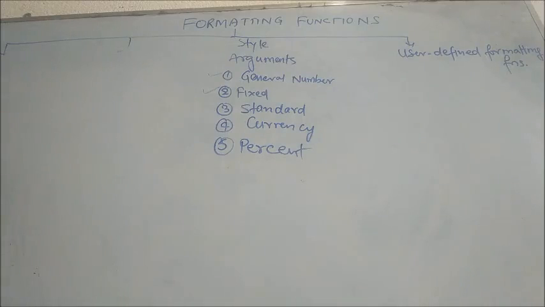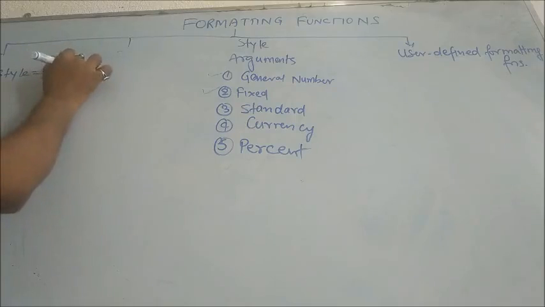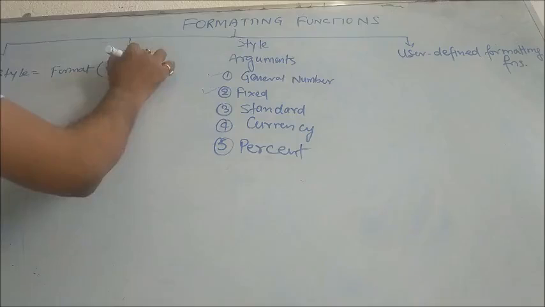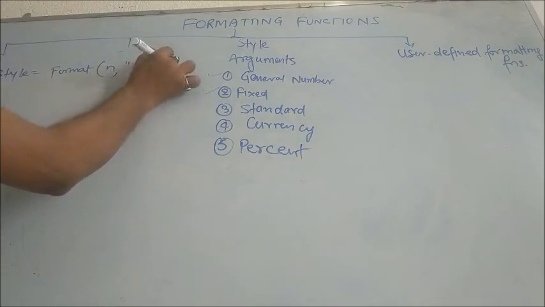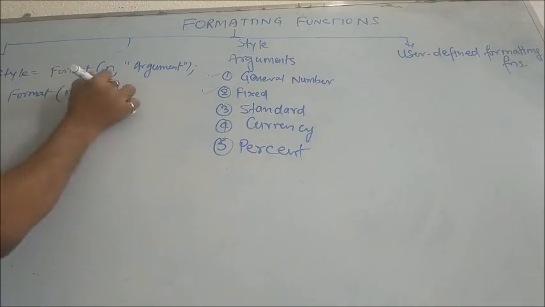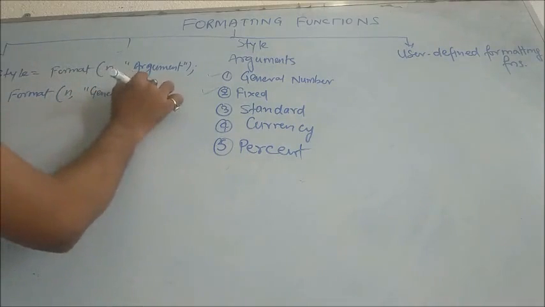So what is the general way of writing anything? I can say like that, style is equal to format the number itself, comma, and what argument you want to take. So in this way, it goes, right? So for example, if you want to take the first one, for that you have to write style, you will get an output, so you don't have to mention the style. So the first will be written as format n comma, that is general number. It will be a general number.